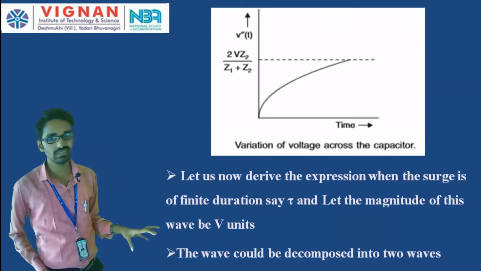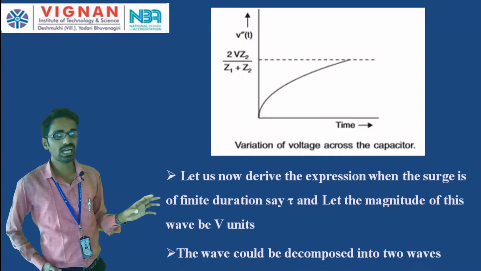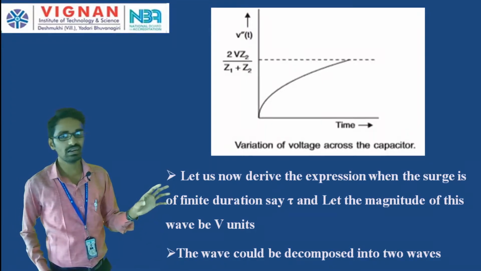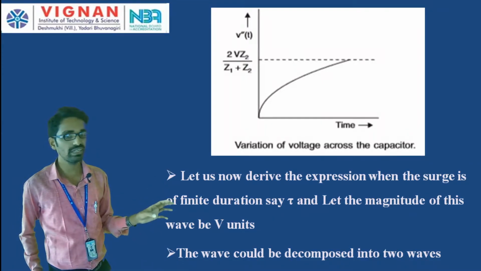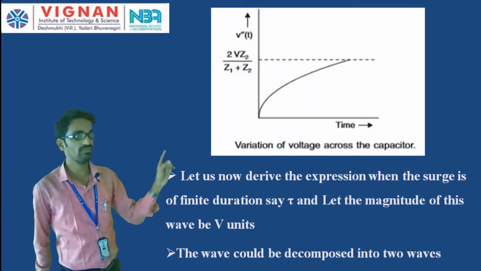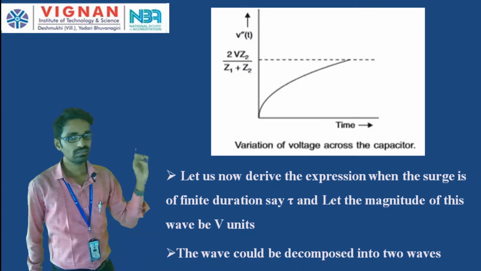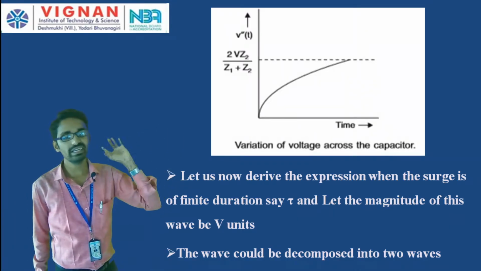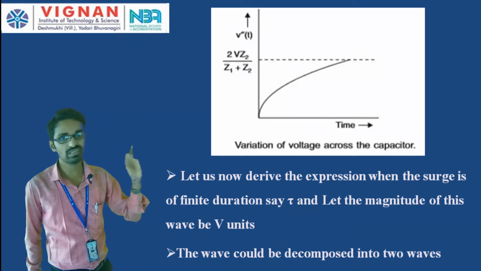If we see the variation in voltage across the capacitor, the graph looks like this. That is an exponentially increasing voltage across the capacitor.